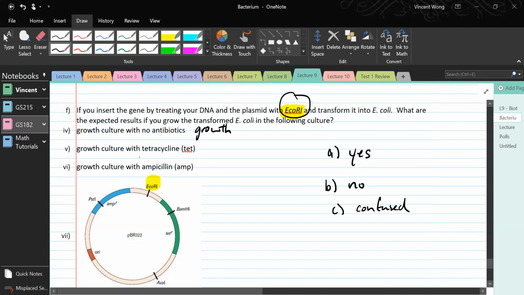So, tetracycline will normally kill the bacteria, but it's going to be okay if it has the tetracycline resistance gene. If you insert a gene in the EcoRI position, you will not be disrupting the tetracycline resistance gene. And so they will be able to grow, so normal growth.